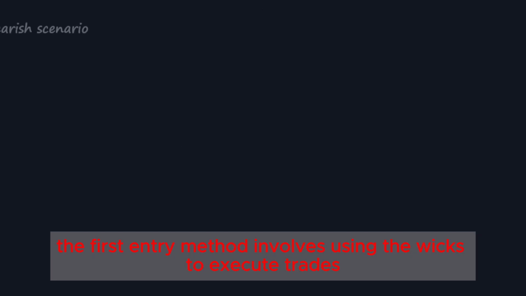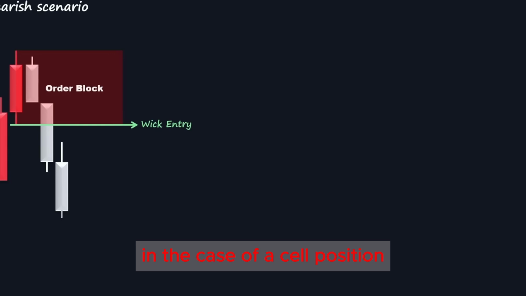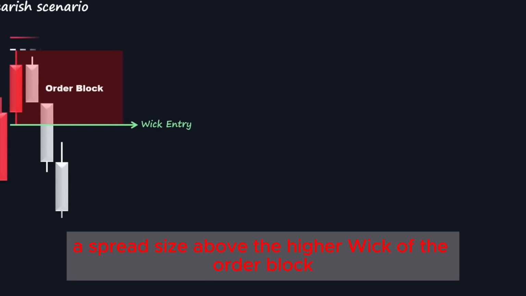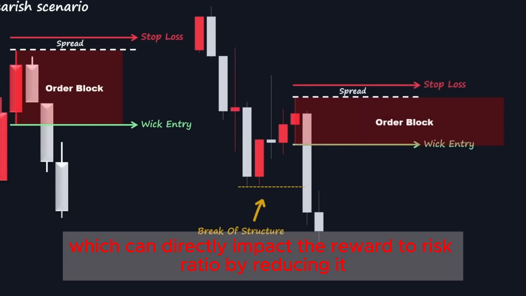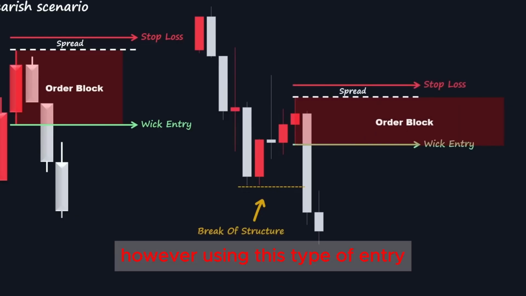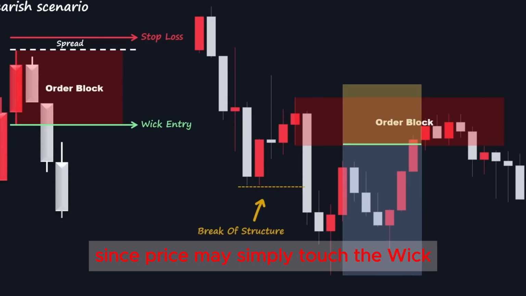The first entry method involves using the wicks to execute trades. In this type of entry, after identifying a valid order block, we place our buy or sell order directly on the wick. In the case of a sell position, we will place our stop-loss a spread size above the higher wick of the order block. This entry setup provides a wider stop-loss margin, which can directly impact the reward-to-risk ratio by reducing it. However, using this type of entry increases the probability of your order being triggered since price may simply touch the wick and then push to your expected direction.